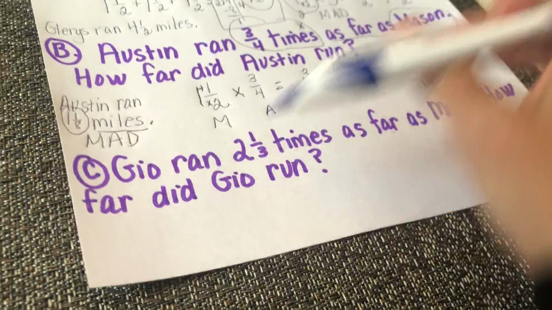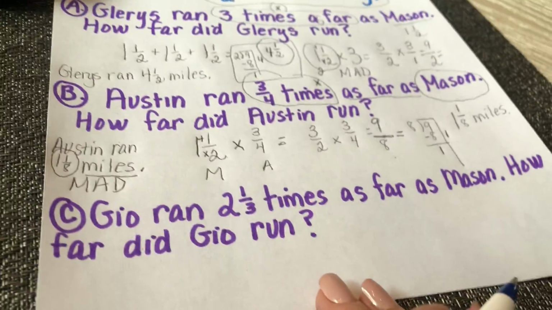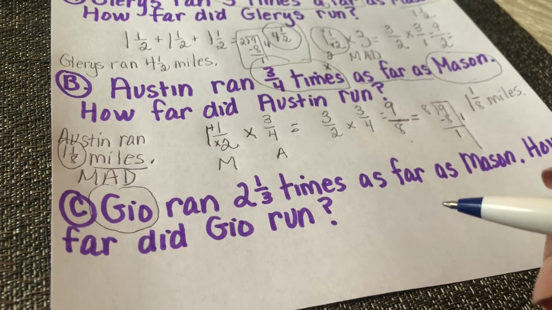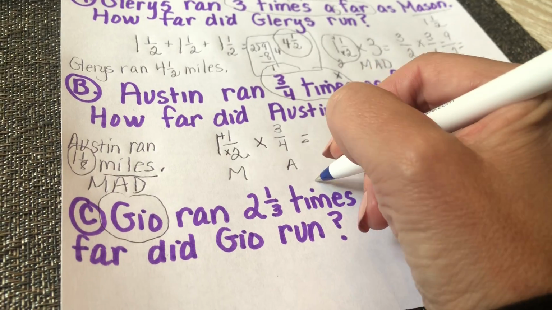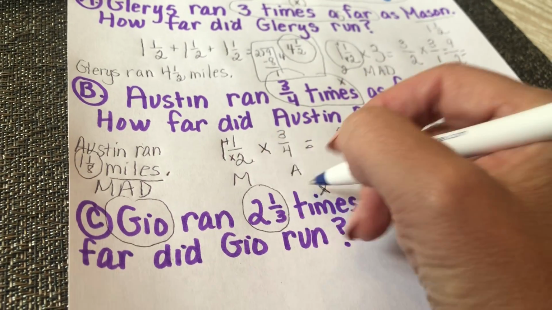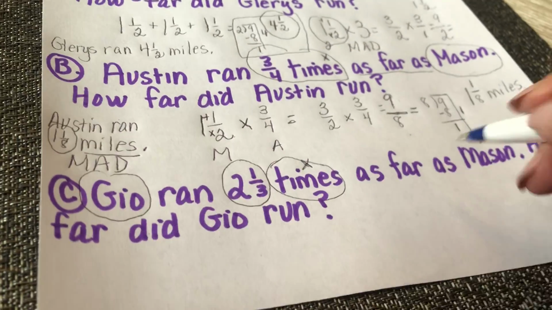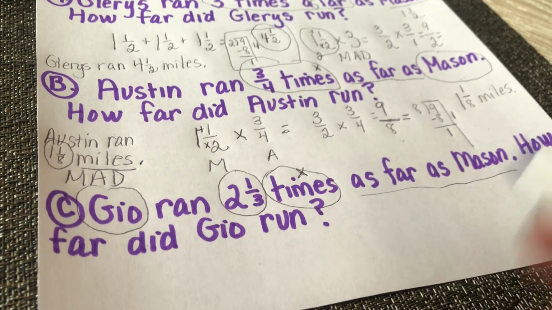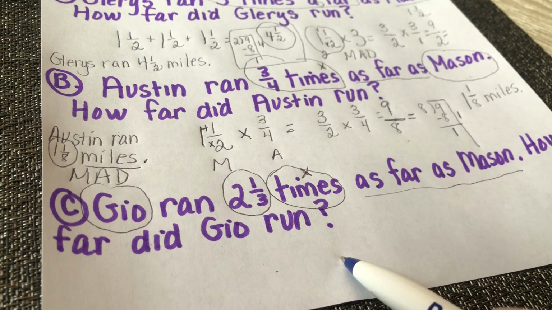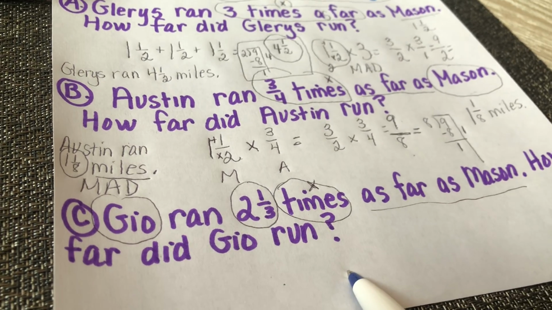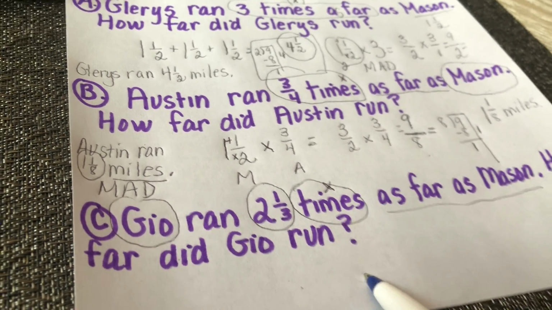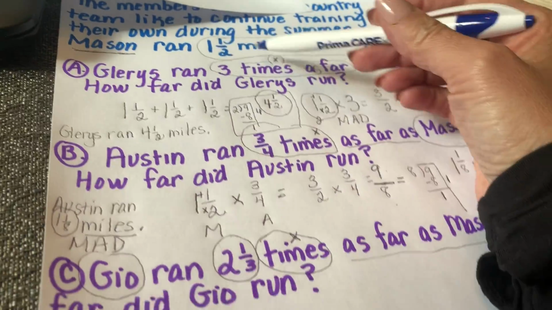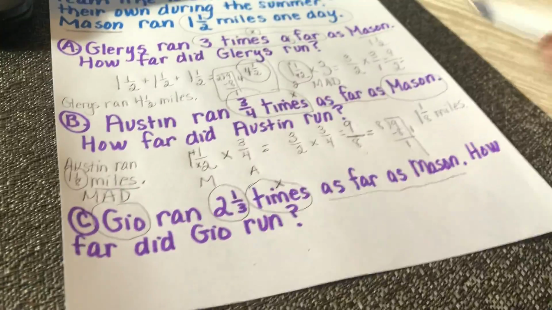Number 3, or I should say C. Geo ran, so we have a new name here, 2 and 1/3 times, keywords, as far as Mason. How far did Geo run? So now, boys and girls, what are we going to be looking at? Again, we're looking at Mason up top here. We're looking at the prompt.